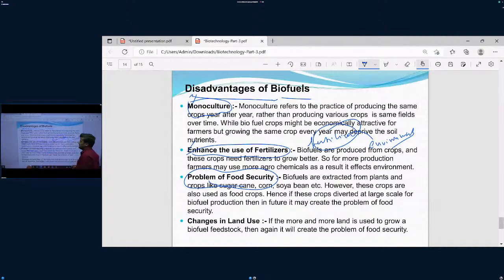Also, change in the land use also. If the farmers see that by cultivating these crops, biocrops, they are getting more benefit, then definitely they will cultivate in the fertile land also. Again it will create the problem of food security. Got it? Because normally these crops require barren land, unfertile land.